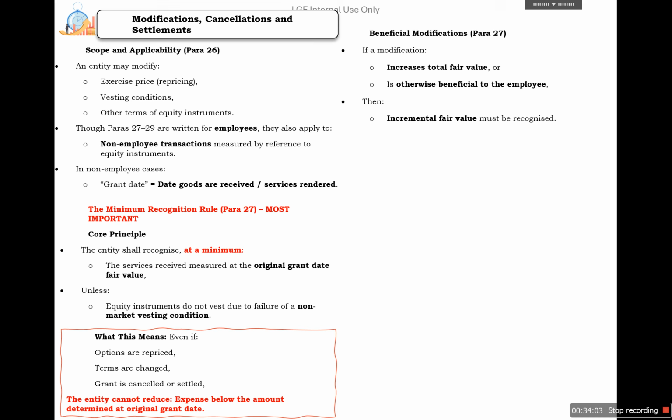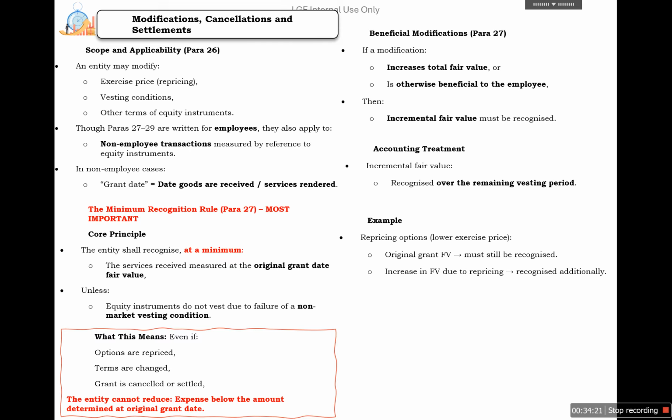But if there is a modification that increases the total fair value and is otherwise beneficial to the employees, then the incremental fair value we need to recognize over the remaining vesting period. For example, with repricing of options to a lower exercise price, we must recognize the original grant fair value, and we need to recognize additionally the increase in fair value due to repricing.